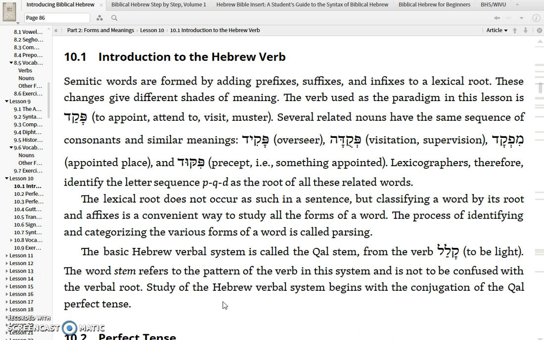Several related nouns have the same sequence of consonants and a similar meaning. So you have pakid, overseer, pekudah, visitation or supervision, and mifkad, an appointed place, and pikud, a precept. Lexicographers therefore identify the letter sequence Pe, Kof, Dalet as the root of all these related terms.